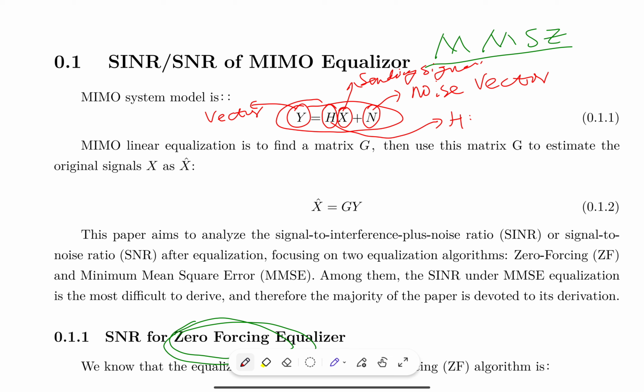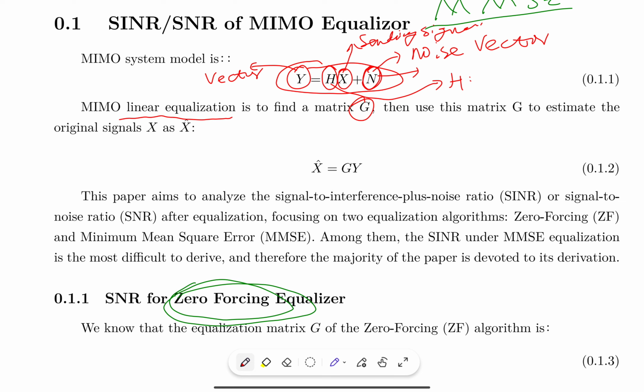Now we will assume the noise is a Gaussian random signal. MIMO linear equalization is to find a matrix G. Using G, we try to recover the original signal X. We call the recovered signal X hat. So X hat is obtained with G, which we call the equalizer matrix.